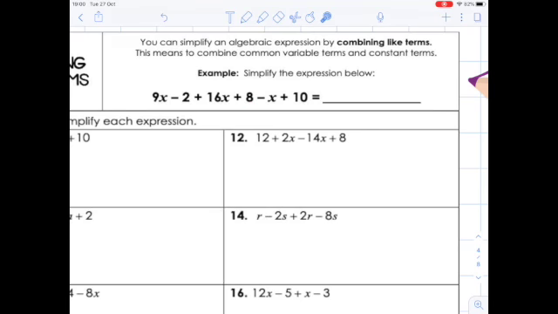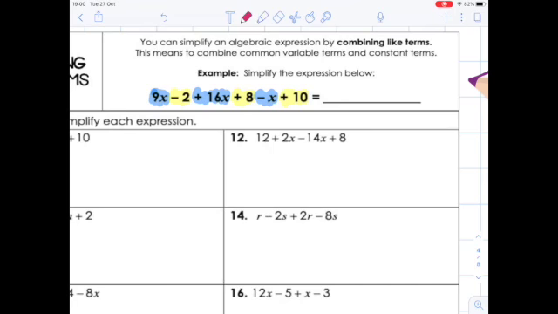So the first thing I'm going to do is identify the variable terms and the constant terms. So I have 9x plus 16x minus x as my variable terms, and my constant terms are going to be negative 2 plus 8 and plus 10.